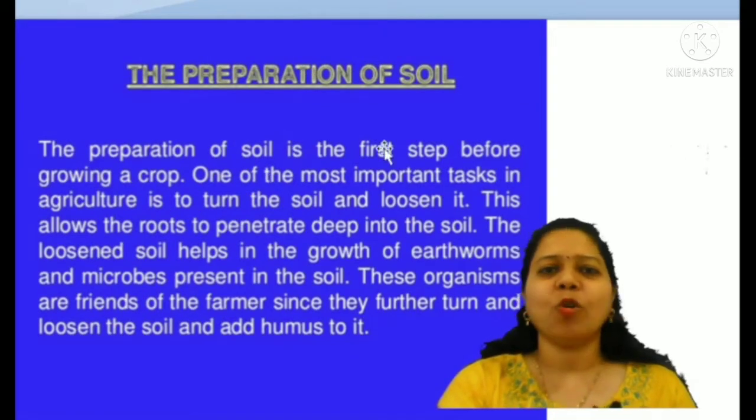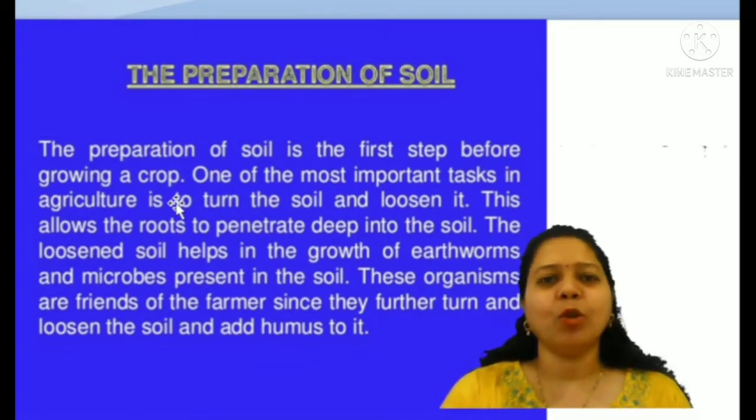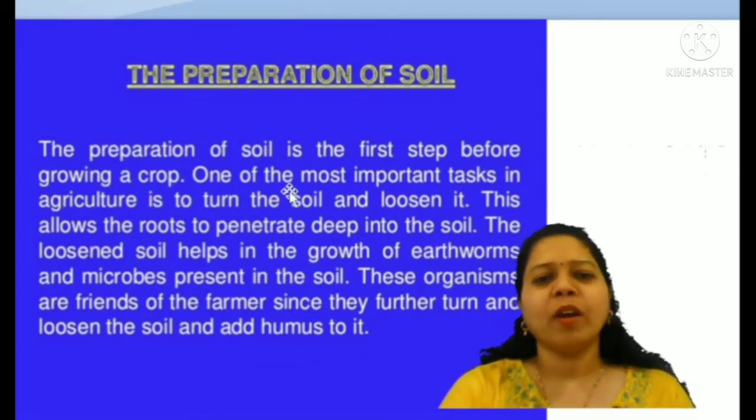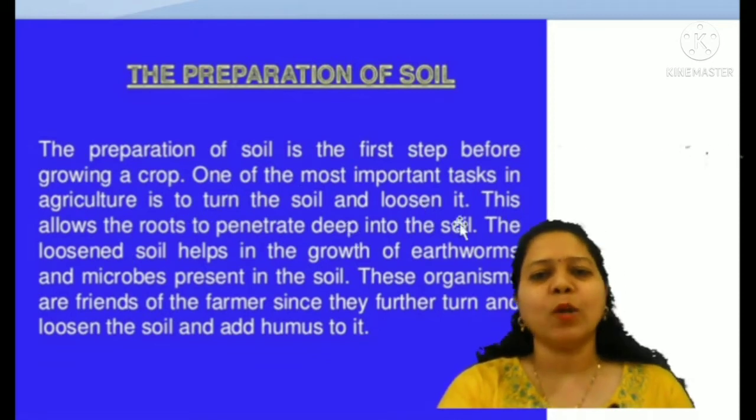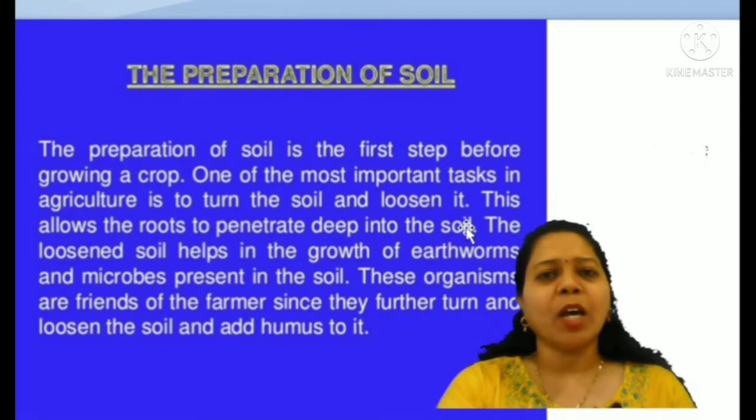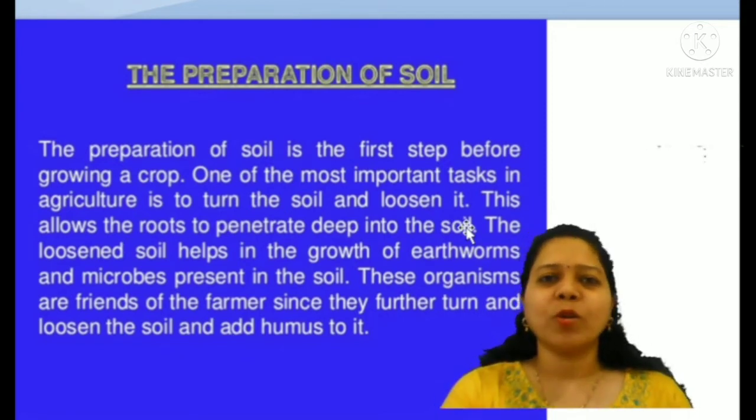The preparation of soil is the first step before growing a crop. Before growing any crop, we need to prepare the soil. What are we doing when we prepare soil? One of the most important tasks in agriculture is to turn the soil and loosen it. Why are we loosening the soil? So that oxygen can reach inside the soil particles, which helps the crops grow properly.